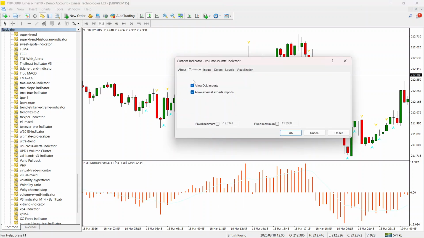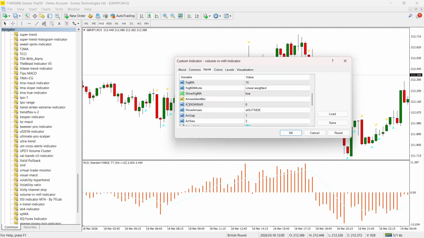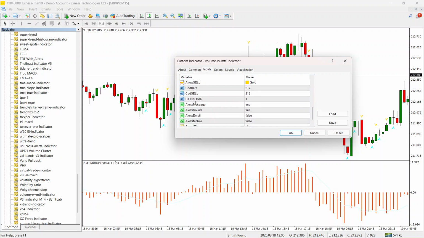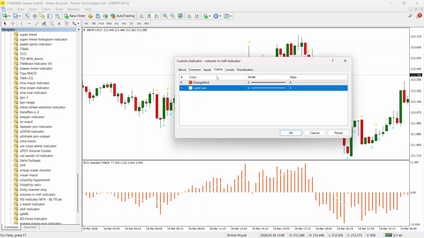The settings include the history, as the number of bars it will look at, the time frame, which you can change, whether to save it at current, the calculation, the volume period and mode, price, and other settings or parameters, including the alerts, and also adjust the color of the line and the bar.